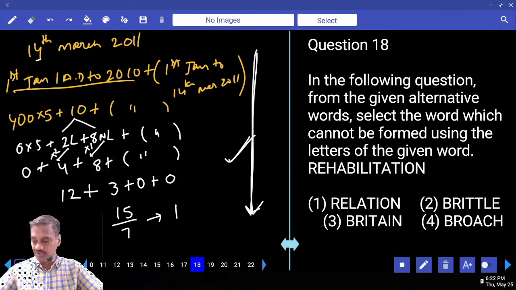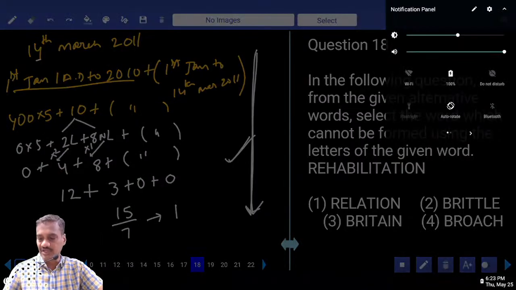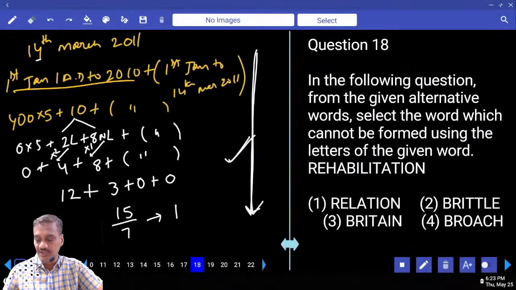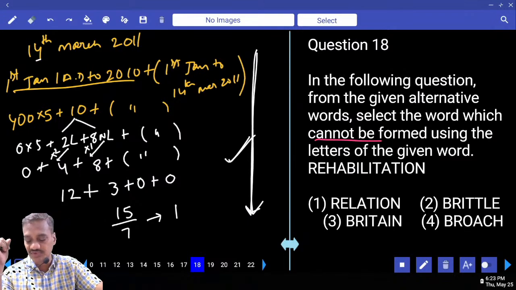Now coming to question number 18. In the following question, from the given alternative words, select the word which cannot be formed. Now the question is about cannot be formed. In these types of questions, first you need to check whether the question is about formed or cannot be formed. And 2 types of questions will be given. Then in this one, cannot be formed.